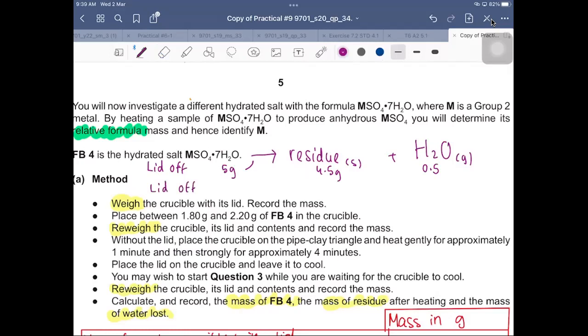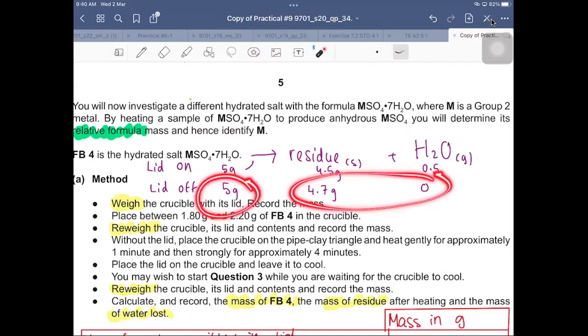Lid off, say I use the same mass, and now that there's no lid, I have water coming in contact with my residue, so it will become heavier. The mass will become heavier, say 4.7 grams, for example, just to make up a number. So how much mass is calculated as the mass loss of water, based on the total mass, must be the same as what I started with.